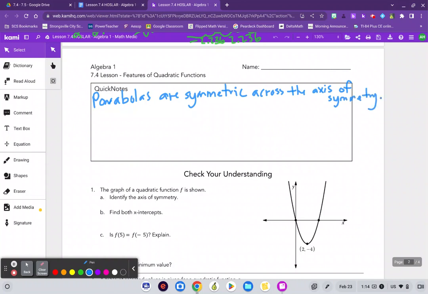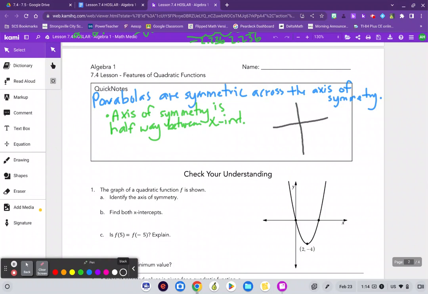Okay, and here's what that really means. One, that means that the axis of symmetry is halfway between any set of points. I'm specifically going to mention the x-intercepts here, though. So we can say the axis of symmetry is halfway between the x-intercepts. Now I'm leaving space intentionally to draw a picture. So if you're wondering why I didn't extend my sentence there, we're going to end up drawing a picture here. Let's go ahead and do that.